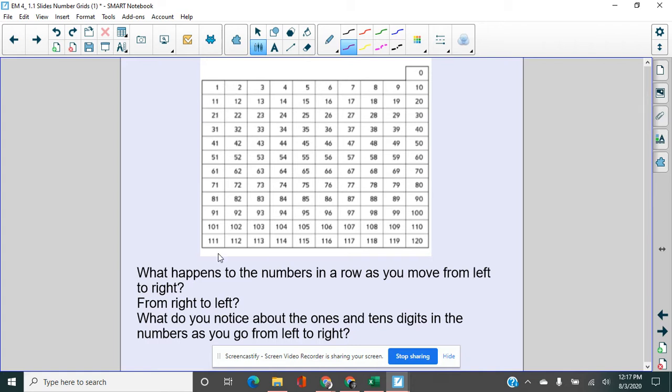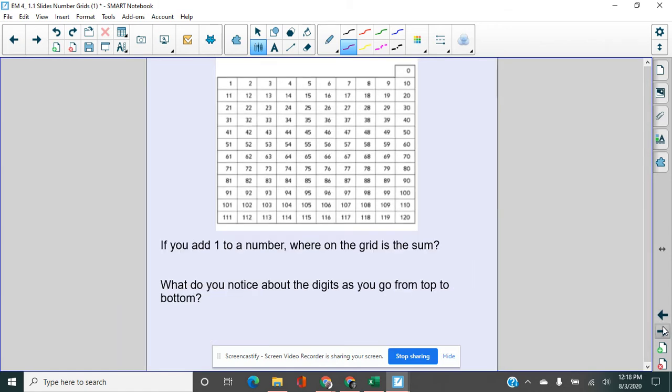What do you notice about the ones and tens digits in the numbers as you go from left to right? Well, look, the tens digit, look at these 90s. The tens digit is staying the same until we get to the last one. And it's the ones digit that's going up, right? So just different patterns that you might have mentioned. If you add 1 to a number, where on the grid is the sum? Remember that word? Sum means adding. So if I take any number, let's take 84, and I add 1 to it, the answer is always right here on the right, 85.